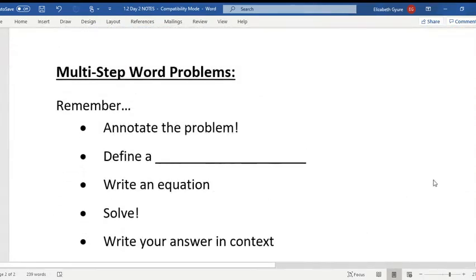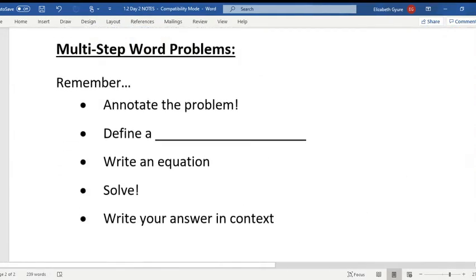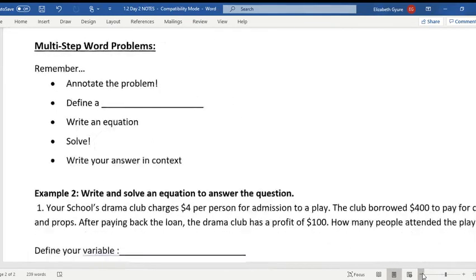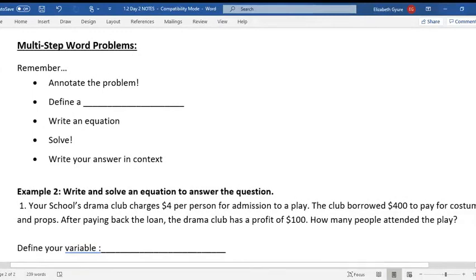So we are on to the next page, multi-step word problems. Yes, we do. It's on your test, so yes.